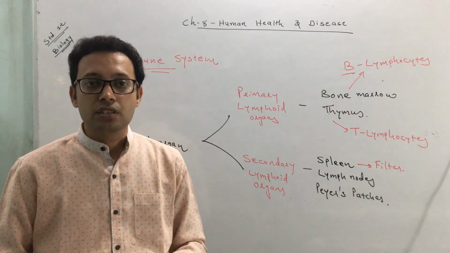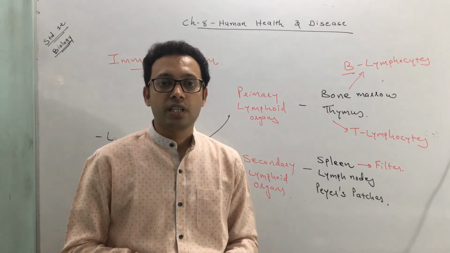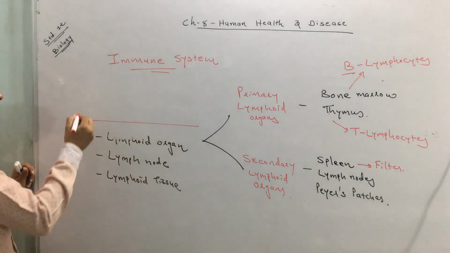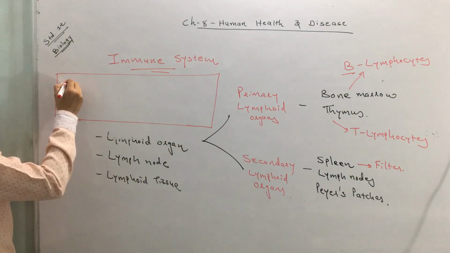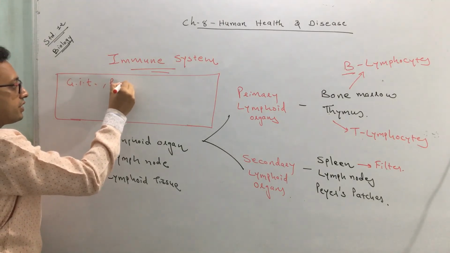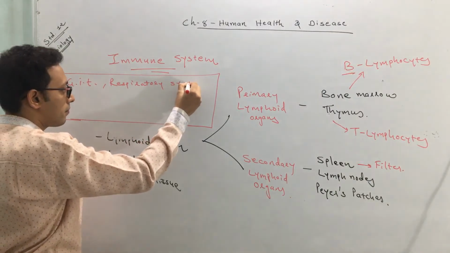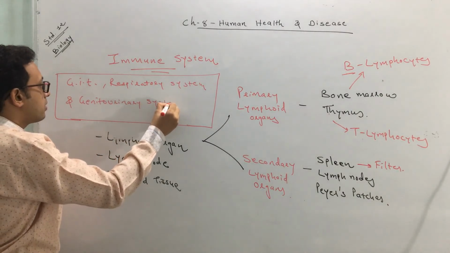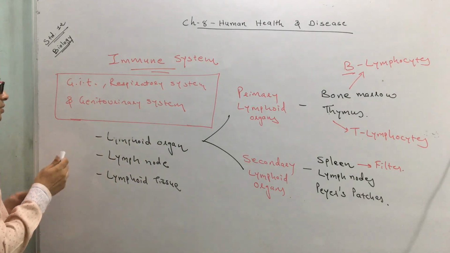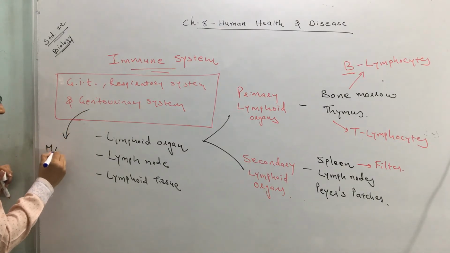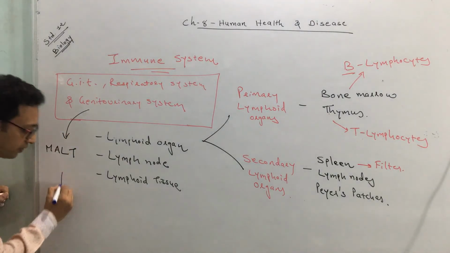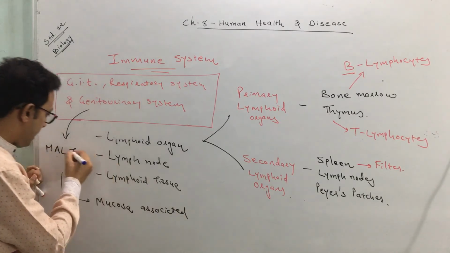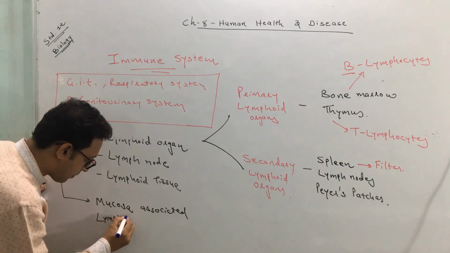Lymph nodes, even the tonsils, also help in capturing pathogens and protect you against them. One more important part is the lymphoid tissues. You have to remember this because it is important: the lymphoid tissues that are found in the gastrointestinal tract, respiratory system and genitourinary system. The mucosa of the gastrointestinal system, respiratory system and the genitourinary system contains a specific kind of lymphoid tissue, which we call MALT. The full form is mucosa associated lymphoid tissue.